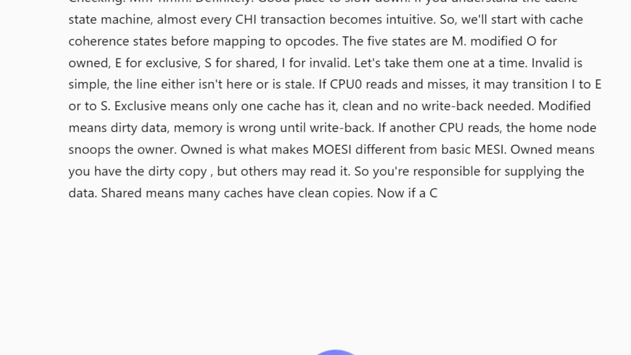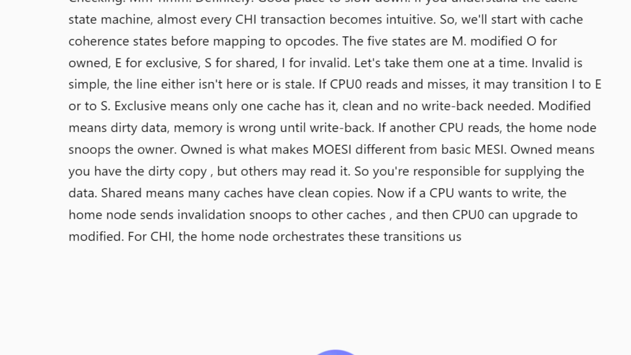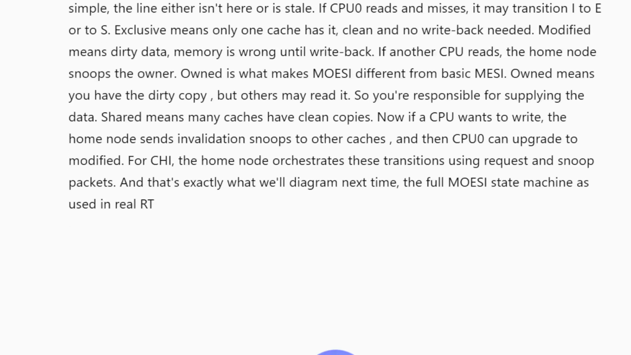Now, if a CPU wants to write, the home node sends invalidation snoops to other caches, and then CPU 0 can upgrade to modified. For CHI, the home node orchestrates these transitions using request and snoop packets. And that's exactly what we'll diagram next time. The full MOESI state machine as used in real RTL cache controllers.